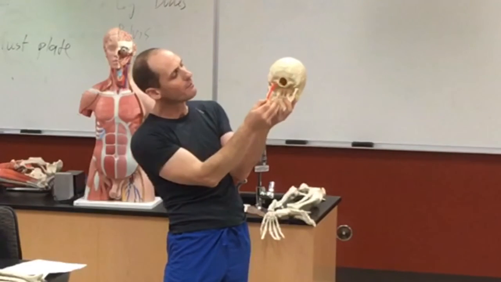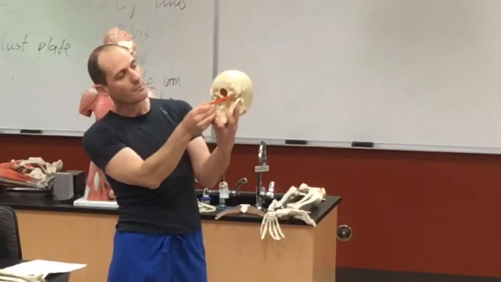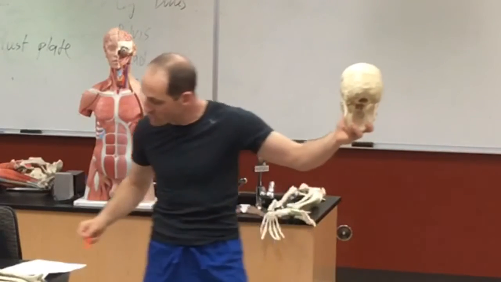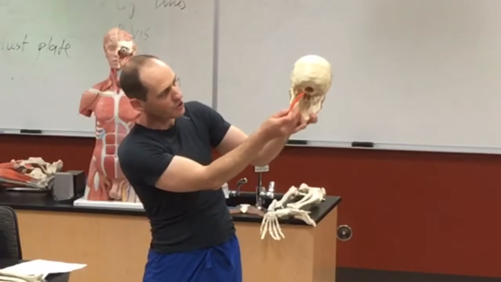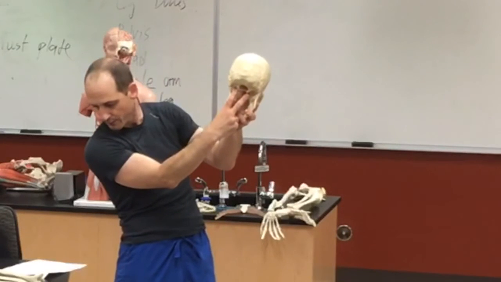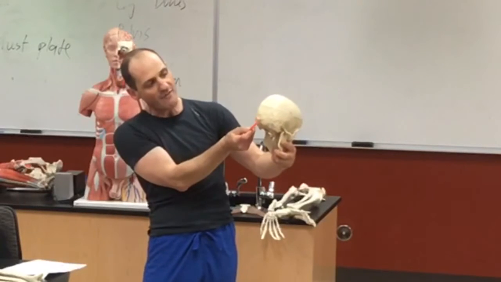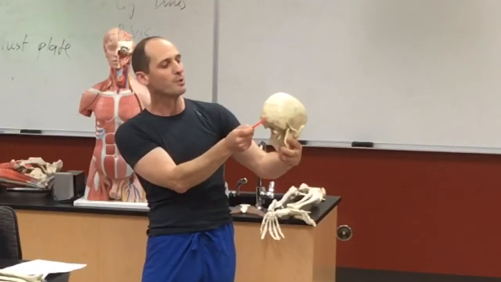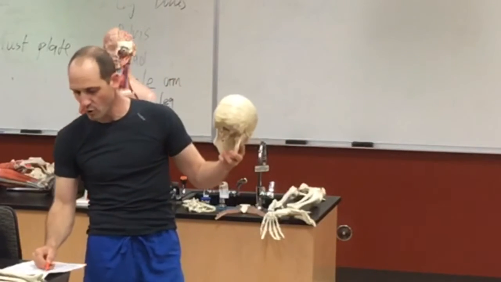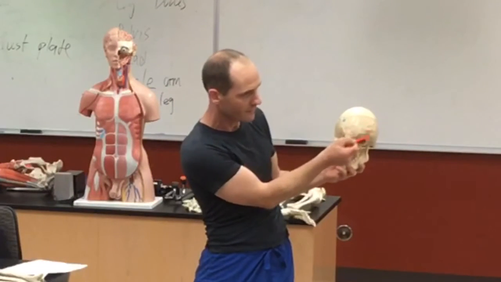Next to the foramen magnum, we have two surfaces that will make a joint with the atlas, the first cervical vertebra right here. Those are known as the occipital condyles. Occipital condyles, those surfaces right here, on the side of the foramen magnum. And then, when we go backwards towards the back of the head, we have a bump. And that bump is where the trapezius goes in. That's known as the external occipital protuberance. The EOP, the external occipital protuberance, that bump back here.